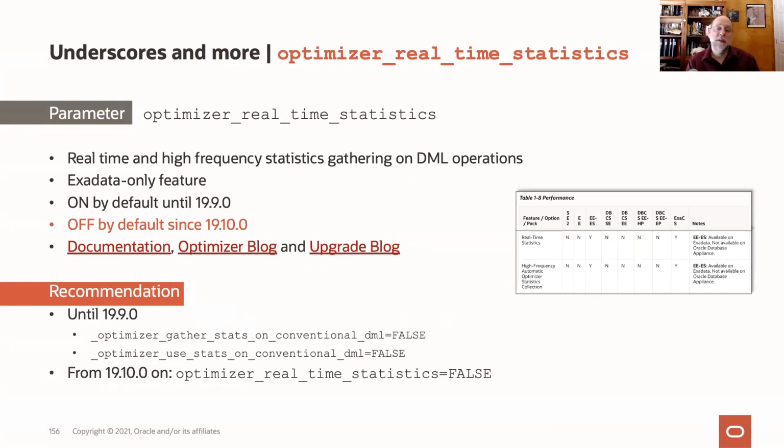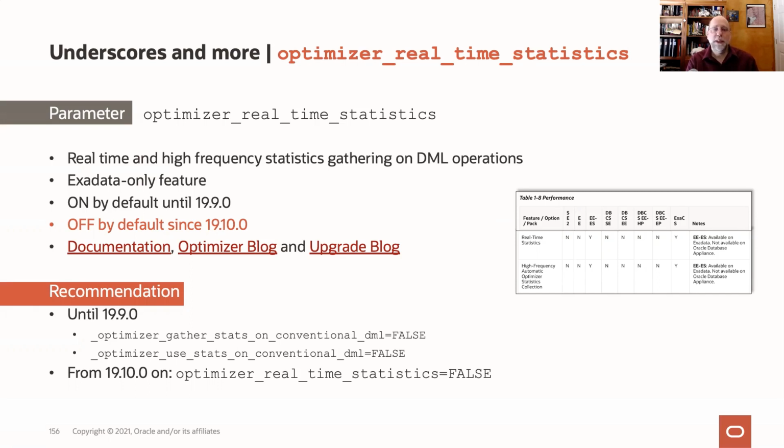Optimizer real-time statistics. This is a new feature in 19C, and it's an Exadata-only feature. What it does is it gathers basic statistics when you're performing DMLs, such as inserts, updates, deletes, and data loads. The problem is that it can use a lot of resources if you're performing, say, a highly parallel data pump import, and you may or may not want it enabled all the time, even on an Exadata system.